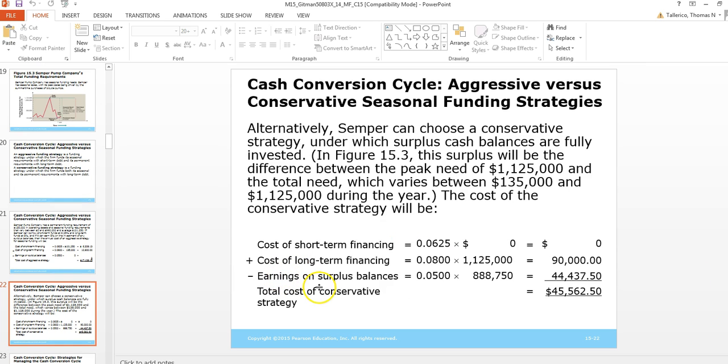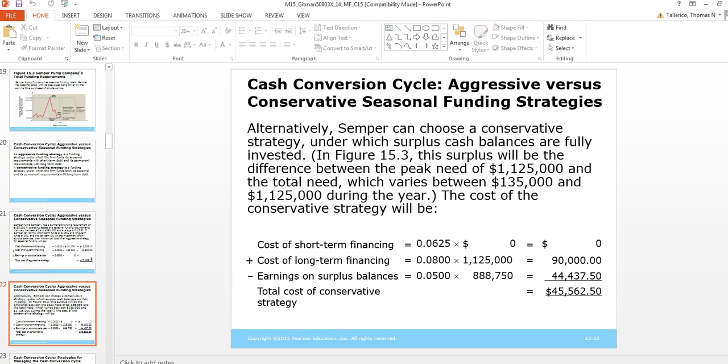And they do the same thing. Here's the total cost of a conservative strategy. So they do 2 different formats, 2 strategies basically, for a cash conversion cycle, aggressive versus conservative, as you can see here.